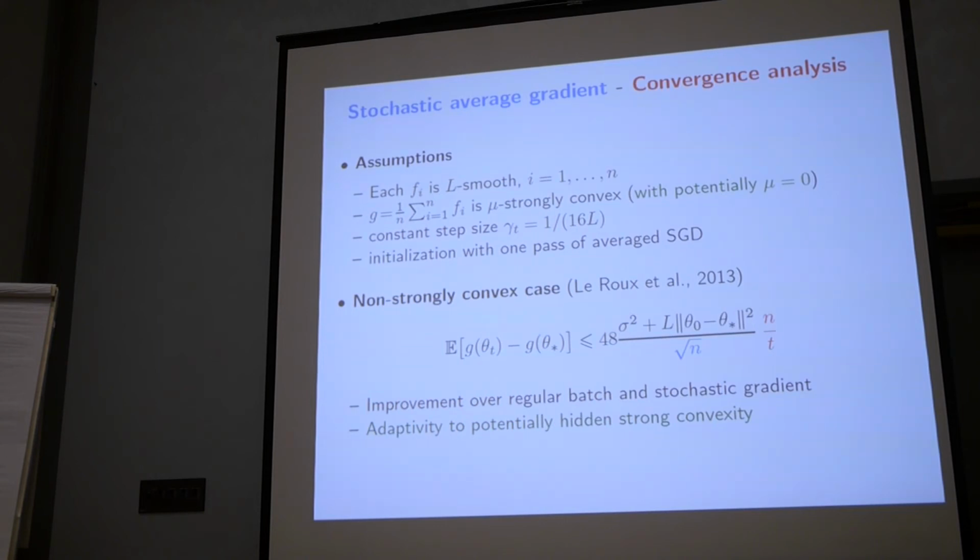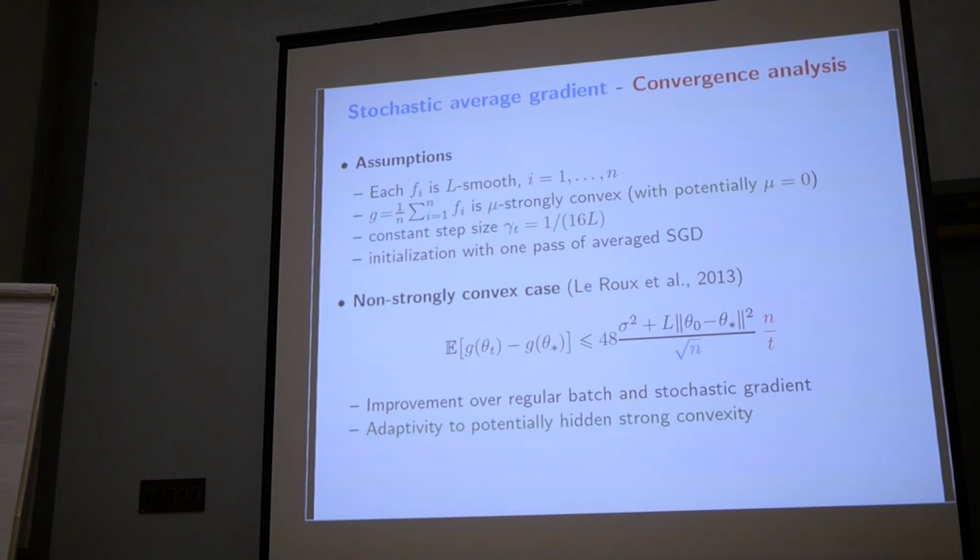Then more recent results: what happens if you're not strongly convex? This is key to show robustness of the methods. And again, we are able to show something with the same behavior as for strongly convex. We have the classical stochastic gradient bound, and then something that depends on the number of passes over the data. And the key here is adaptivity to this potentially hidden strong convexity.